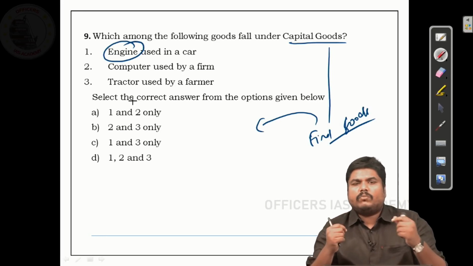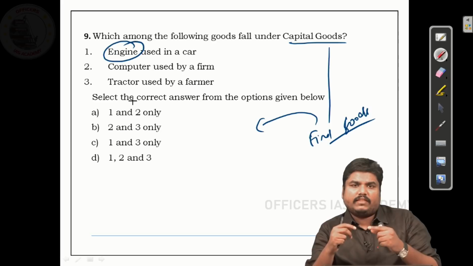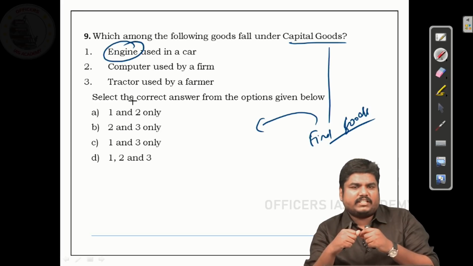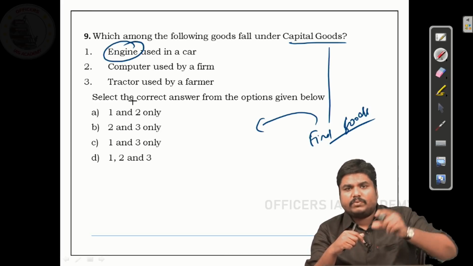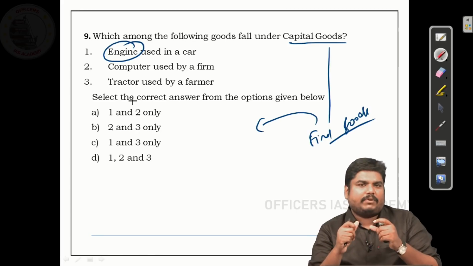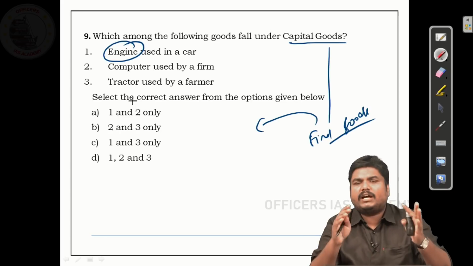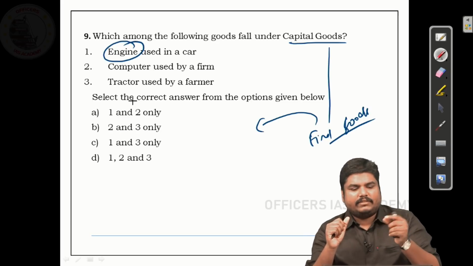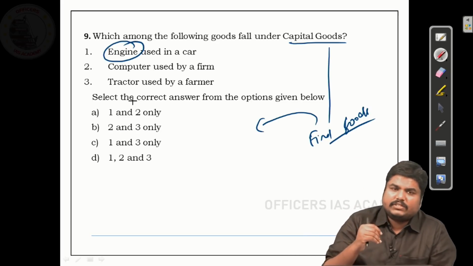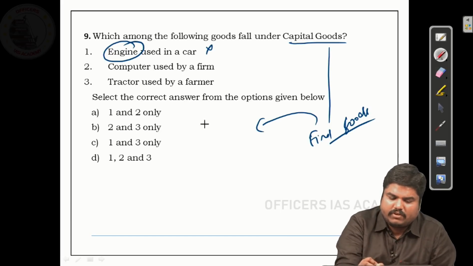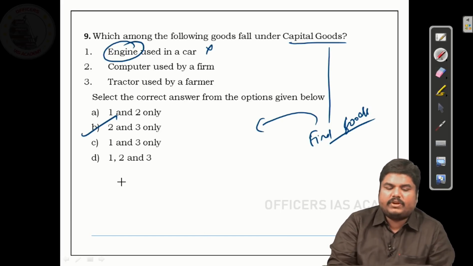Let us say there is a robotic arm which is used in car manufacturing companies. That robotic arm is an example of capital goods. That robotic arm plays a crucial role in assembling the parts of the cars. But the engine that comes along with the car is an example of intermediate goods. So 1 will not come. So automatically the option is going to be 2 and 3.